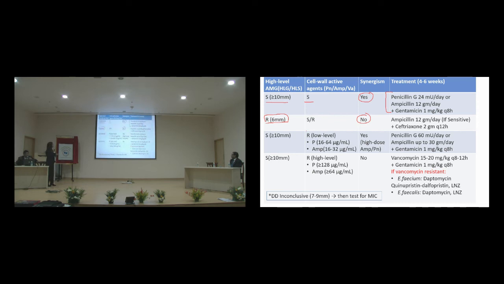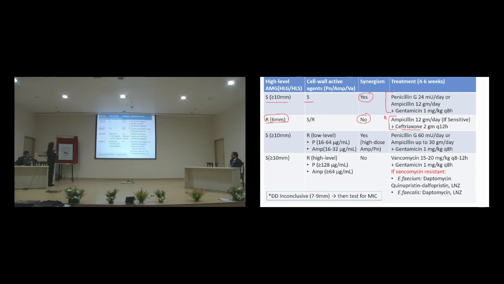Second is, if this high level aminoglycoside is resistant, you have a cell wall acting agent which is sensitive. The drug of choice that time is ampicillin plus ceftriaxone. This is one indication where you can use ceftriaxone for treatment of enterococcal infection. In serious enterococcal infection, when you have high level aminoglycoside resistance, if your cell wall acting agent is sensitive, ampicillin plus ceftriaxone can be used for treatment.